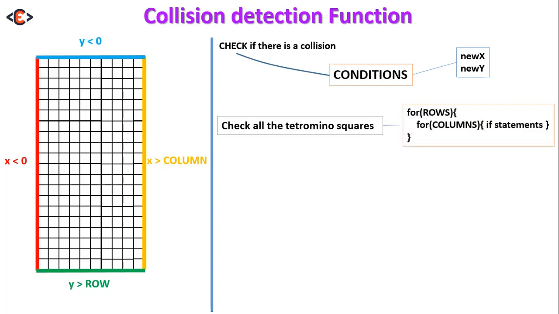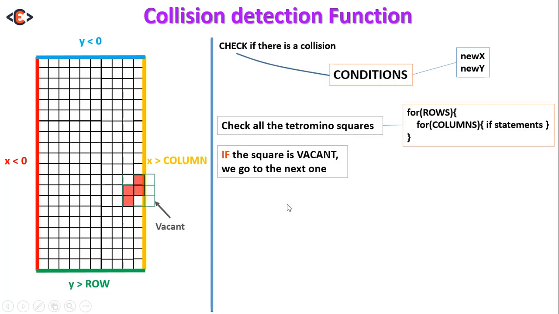And then our if statements. The first if statement, we need to check if the square is vacant. Then we go to the next one. Here is an example. This is a piece, and these are the vacant squares. If we check the vacant squares, there is no collision in this situation. So we need to say if the square is not occupied, we skip it, we continue.